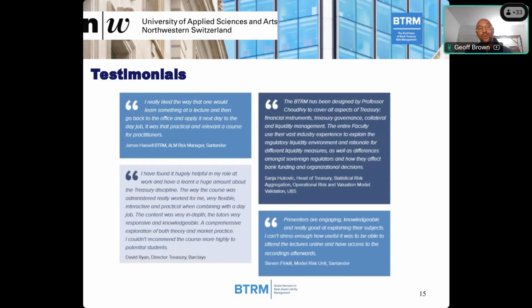I think the reason why we've put this quote as the first one is because it reflects exactly what the course is about. Another quote: I have found it hugely helpful in my role at work and have learned a huge amount about the Treasury discipline. The way the course was administered really worked for me, very flexible, interactive and practical when combining with a day job. The content was very in-depth, the tutors very responsive and knowledgeable. A comprehensive exploration of both theory and market practice. I couldn't recommend the course more highly to potential students. This was a director at Barclays working in Treasury.